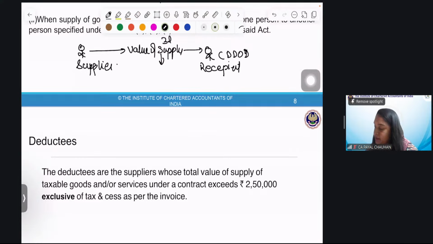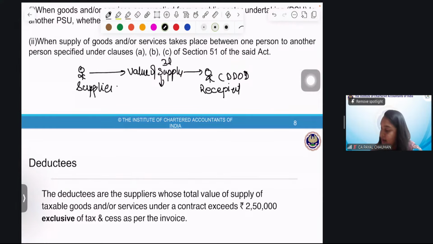now the value of supply is 3 lakh. Just remember what the information given is. 2,80,000 is for taxable supply and 20,000 for exempted supply. Now tell me, will the TDS be deducted? Yes. At what rate? Now tell me. At what rate? Perfect.